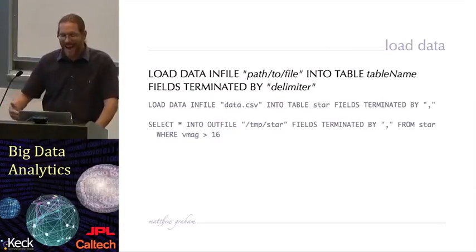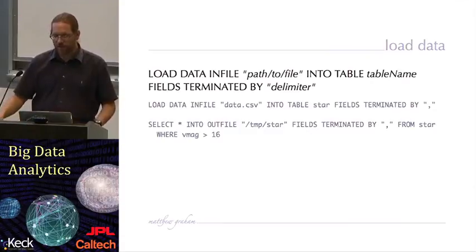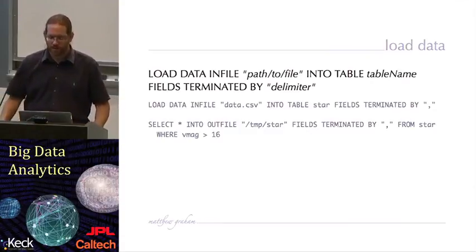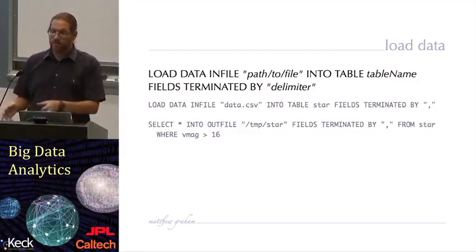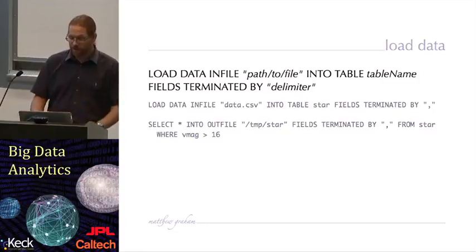Similarly, I can put data out. I can dump it onto a file on my hard drive, select from star into outfile, fields terminated by commas, columns from star where V magnitude is greater than 16. So that will select everything from the table star where V magnitude is greater than 16 and write it into a comma-separated variable file on my hard drive.